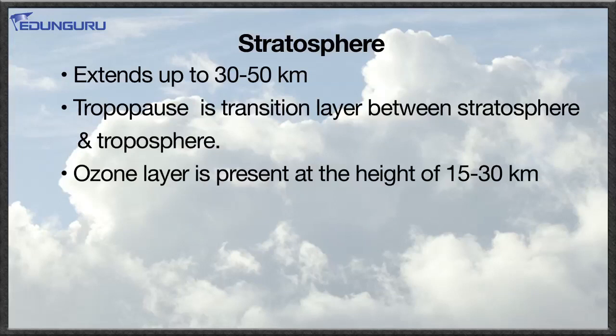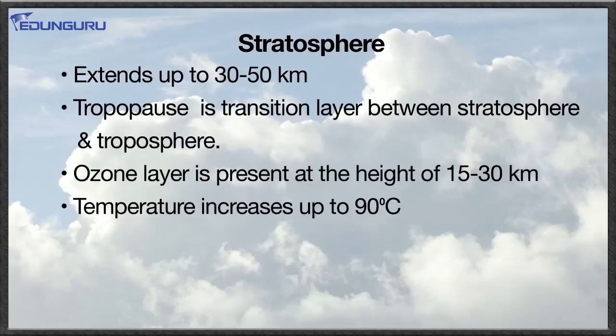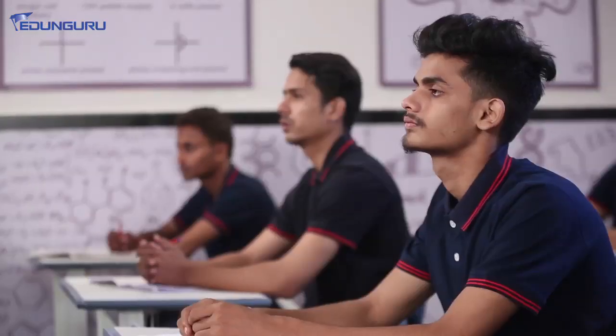As we move from the lower level of stratosphere to the higher level, the temperature increases, up to 90 degrees Celsius. So you can understand that in this zone, the temperature is very high. Can anybody tell me why the temperature increases in the stratosphere? Well, as we move upward, the temperature increases because of the presence of UV rays. The concentration of UV rays is very high as we move upward, and it is the UV rays that impart a greater temperature in the stratosphere.